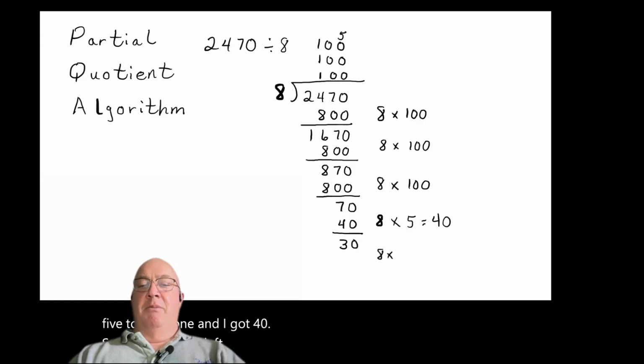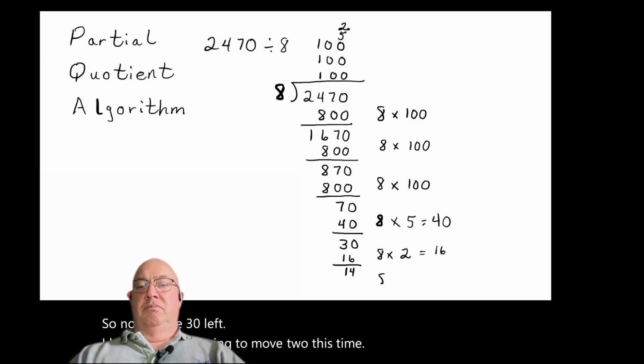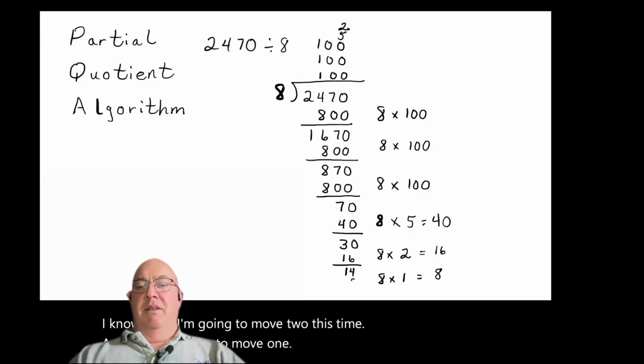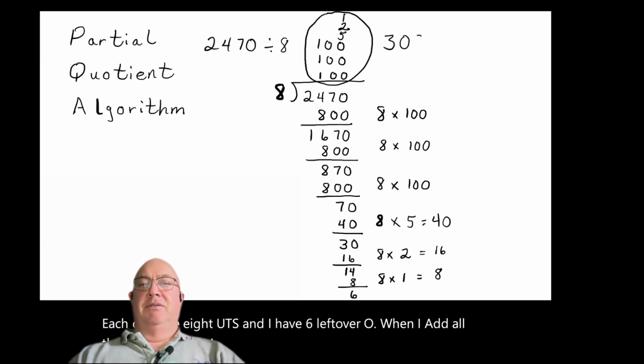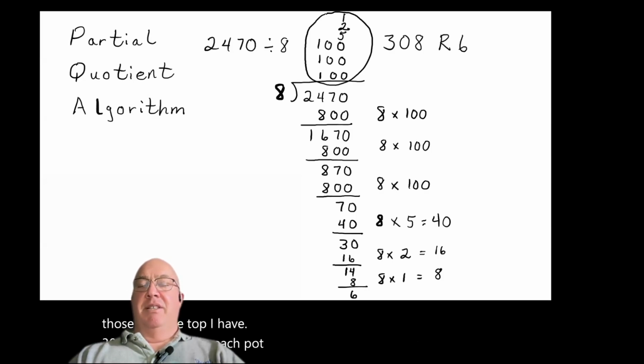Well, I know 8 times 2. I'm going to move 2 this time. And now I'm going to move 1 to each of those 8 pots, and I have 6 left over. So when I add all those up at the top, I have 308 marbles going in each pot with a remainder of 6.